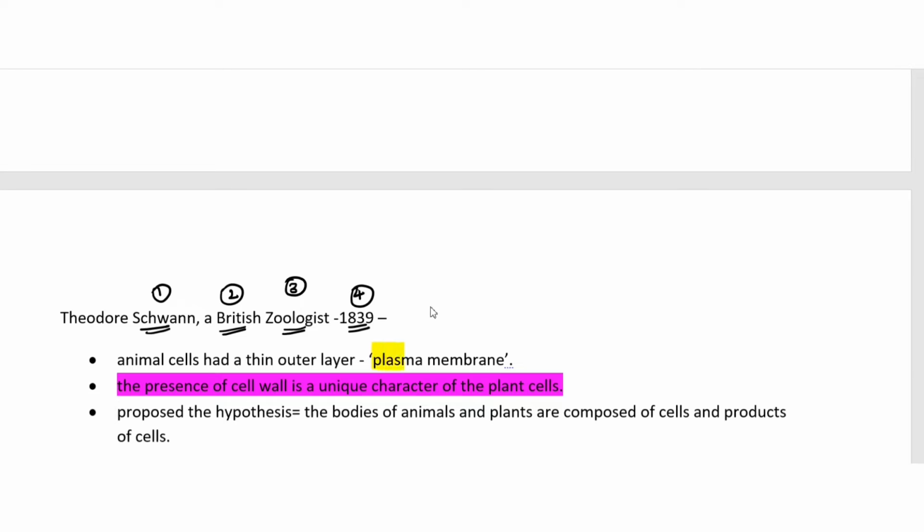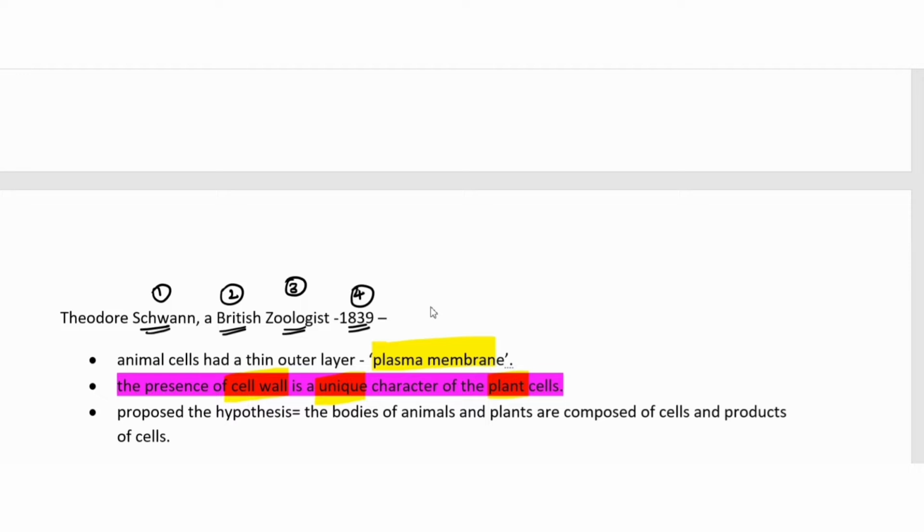He said that animal cells had a thin outer layer called the plasma membrane or the cell membrane. And for plants, he said, cell wall. The presence of a cell wall is a unique character of plant cells. So although he is a zoologist, he has said something about plant cells also. They will ask you in the question, the presence of cell wall is a unique character of plant cells.